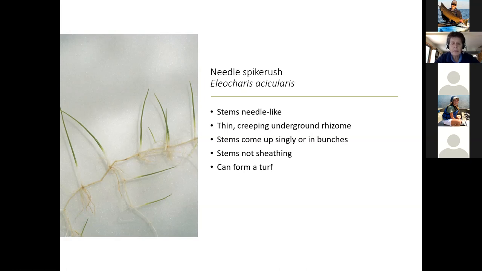And again, you've got the green portion above the sediment and the white portion below the sediment, and otherwise needle spike rush and brown-fruited rush can look quite a bit alike until you pull the whole plant up, and then it's a little bit more obvious. This can also form a turf, or along with all the others, you'll get a mixed species turf, okay?